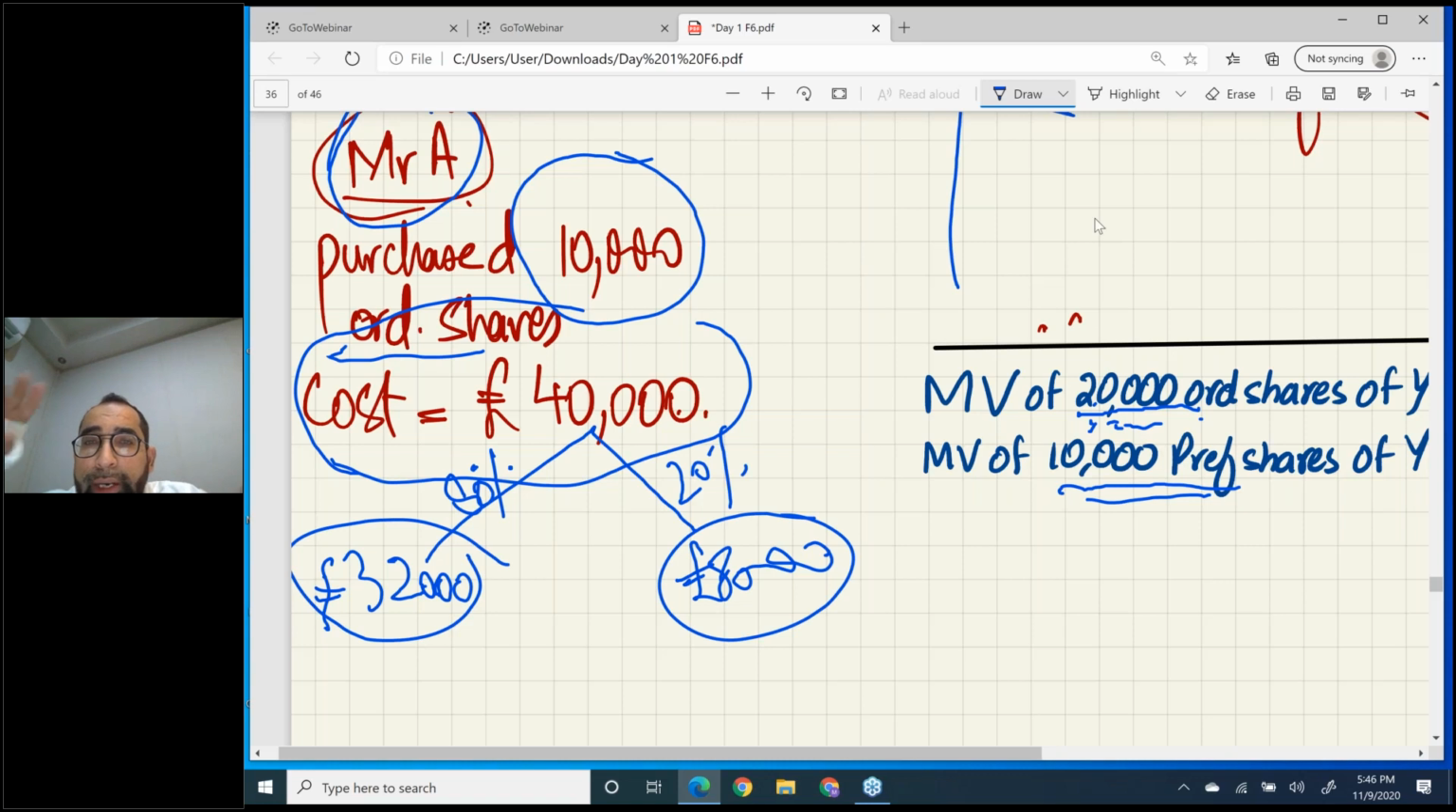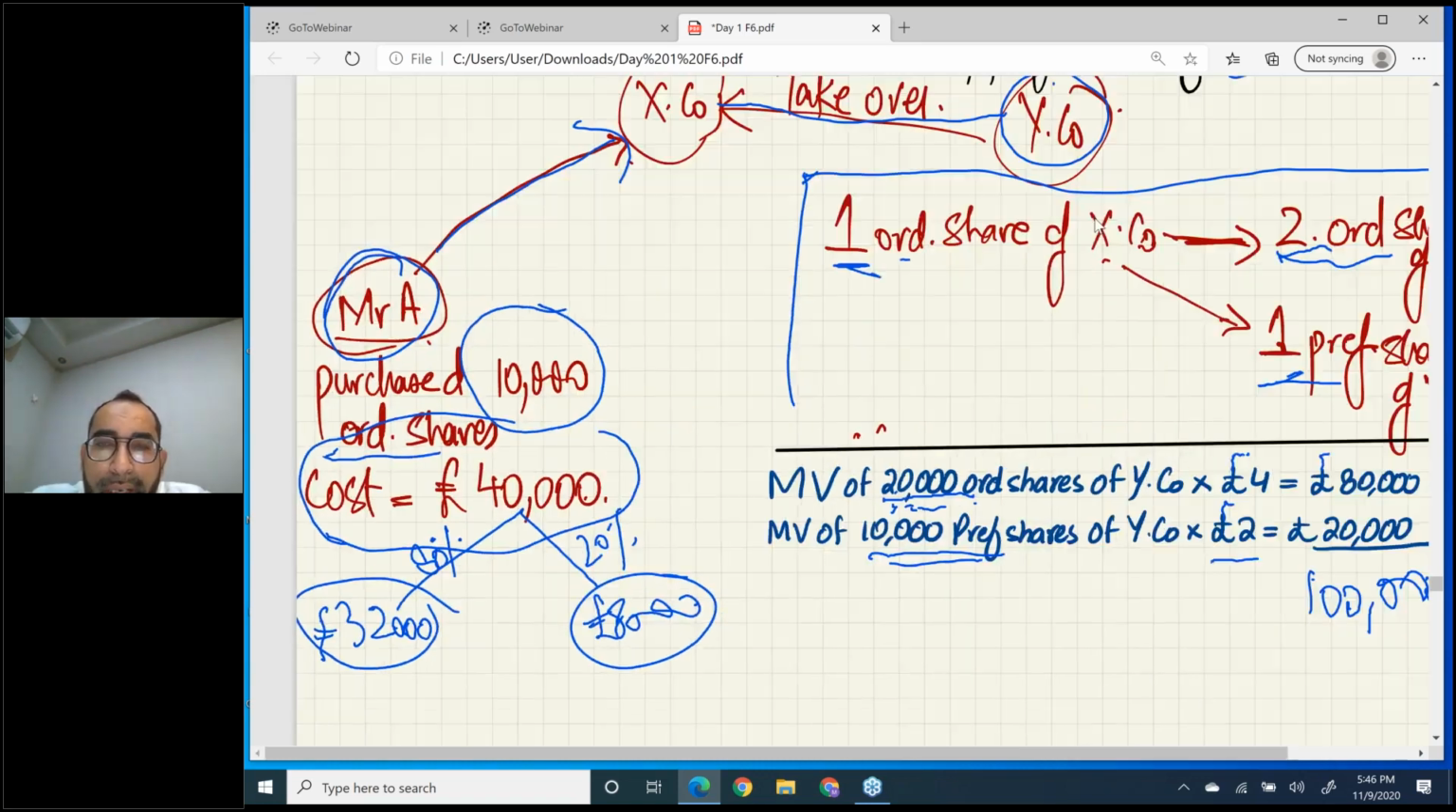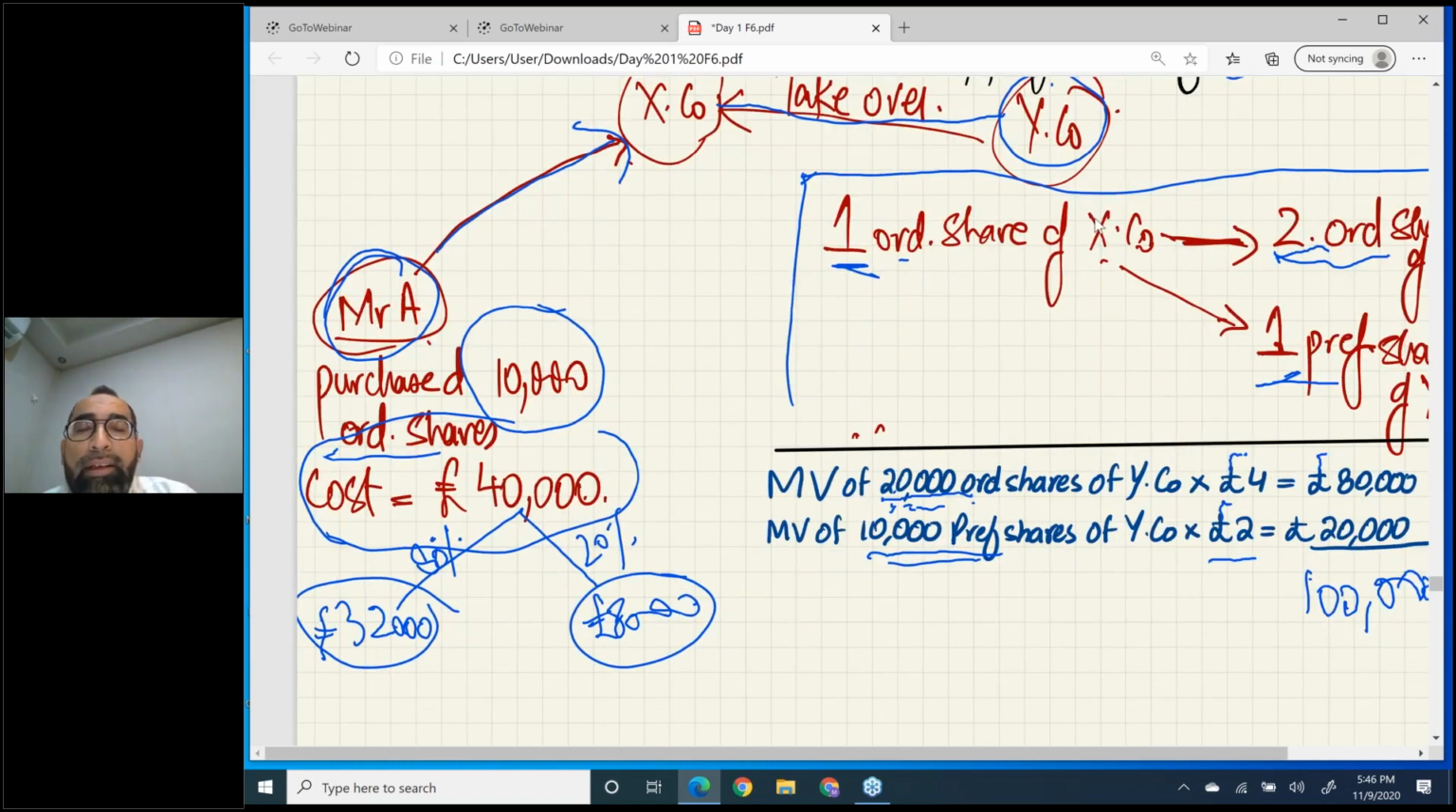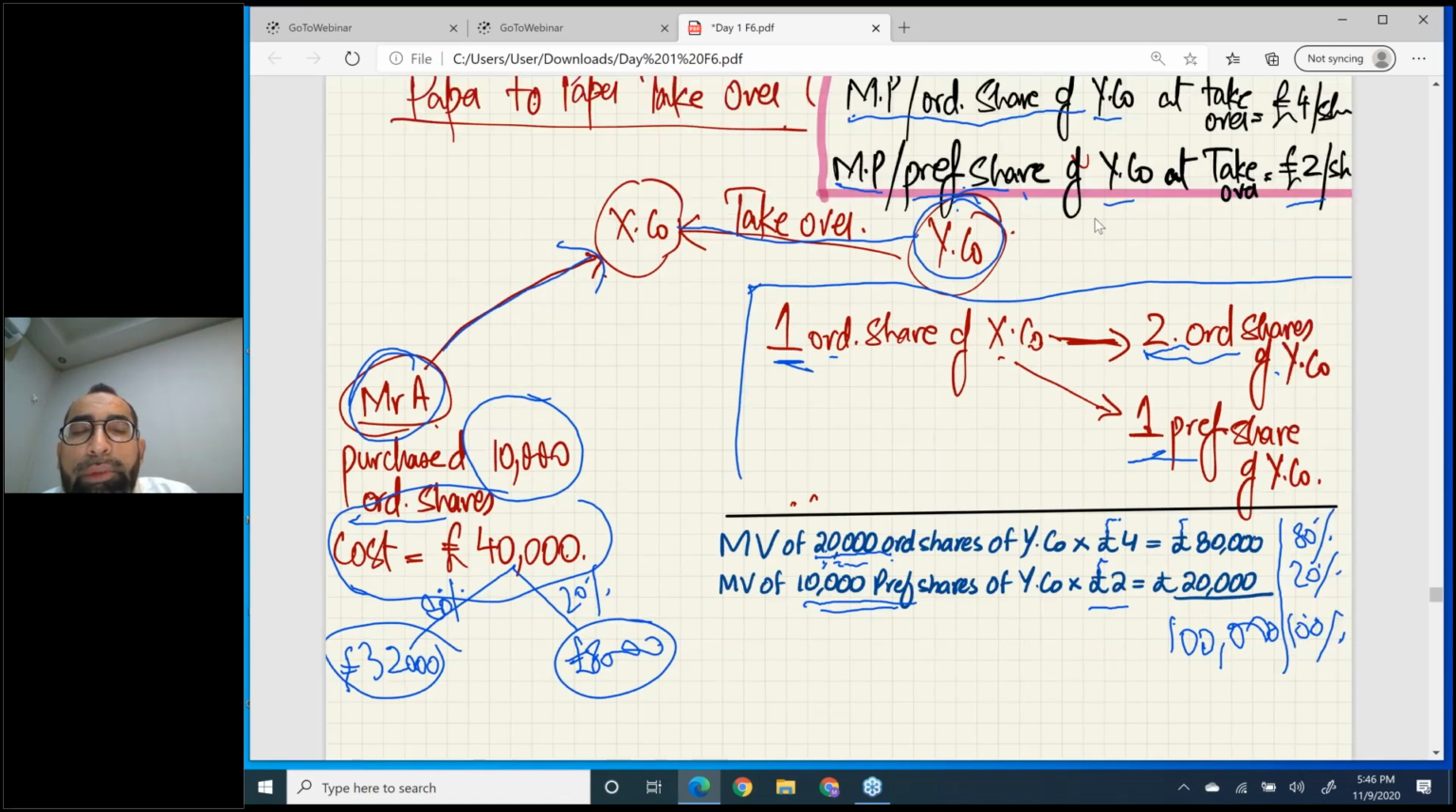Sorry for the writing, because the hand is broken, really sorry. Listen, 32,000 is the base cost of 20,000 ordinary shares of Y company, and 8,000 is the base cost of 10,000 preference shares of Y company.